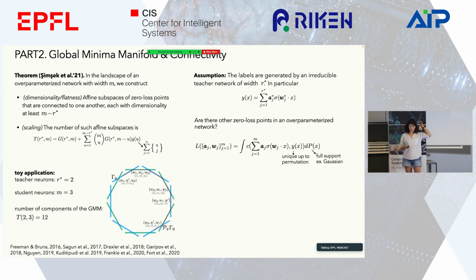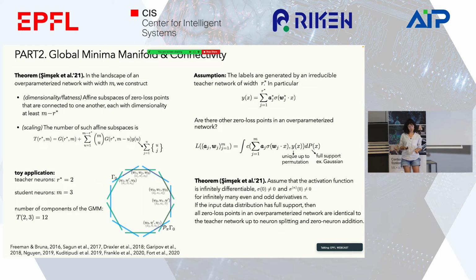It turns out that if I assume that the teacher network is unique up to permutation, and that the input distribution has full support, so it's not a discrete distribution, for example it could be a Gaussian distribution, then the answer is positive. But I also have to assume that the activation function does not have secret invariances. For example, with ReLU you would get a scaling invariance immediately, and I'm not considering such things in this manifold. Those are the conditions on the first part of the theorem.